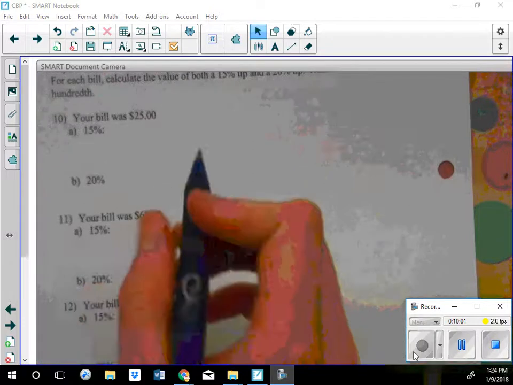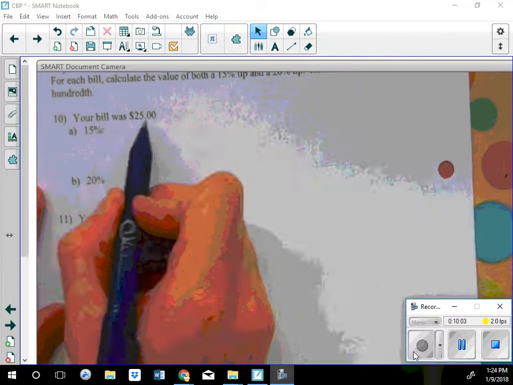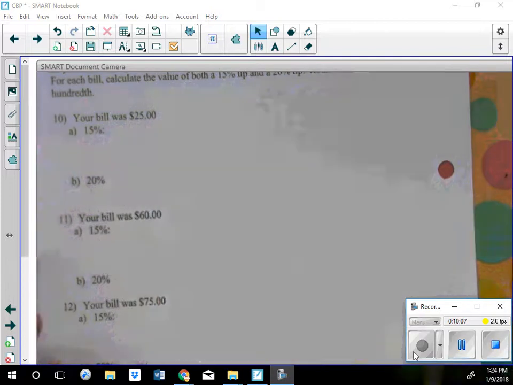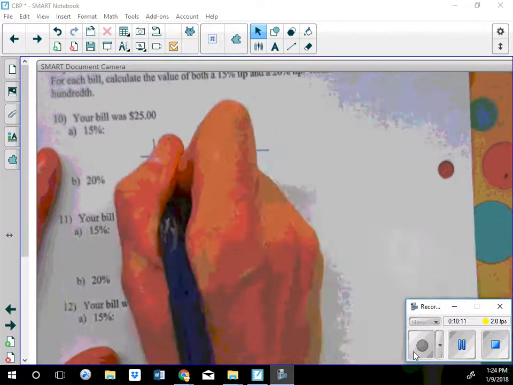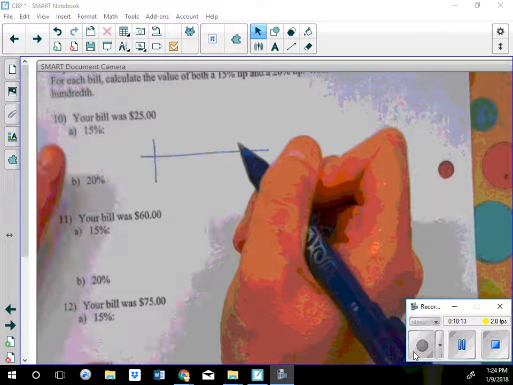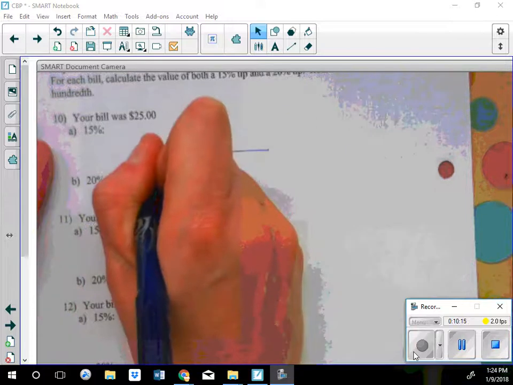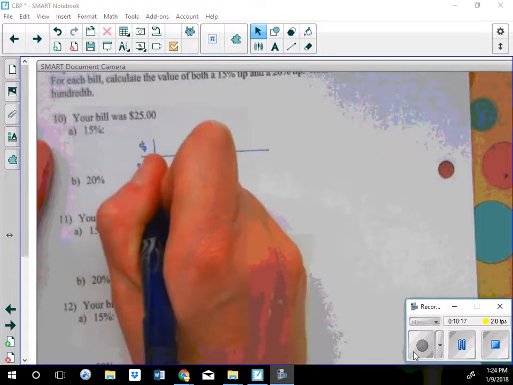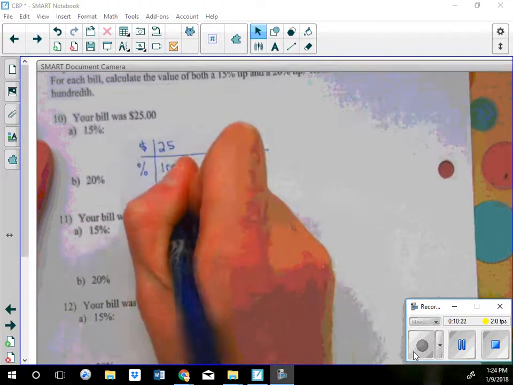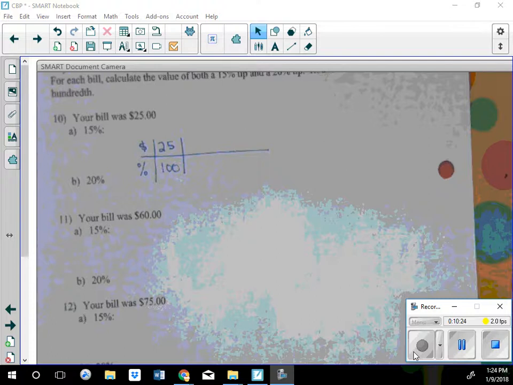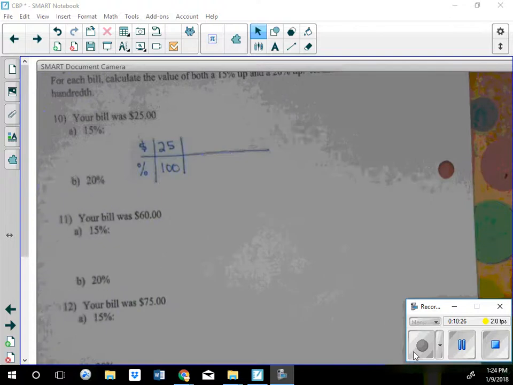So your bill was $25, and let's say you want to give a 15% tip. So let's set up our ratio table, and this time our two values that we're comparing are money and percent. So $25 represents 100%. Who would like to walk us through how to get to 15%? Joe?